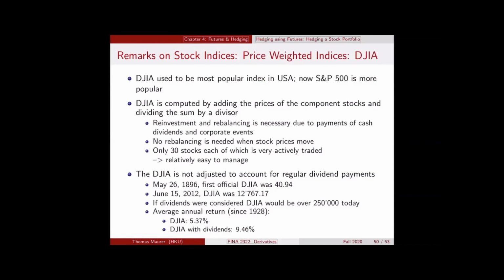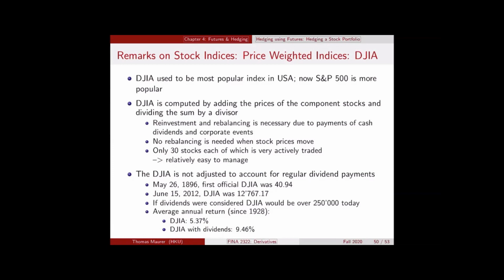Just to talk a little bit more about price versus value versus equally weighted indices. As mentioned before, the Dow Jones Industrial Average is one example of a price-weighted index. The Dow Jones Index used to be the most popular index in the US. Nowadays, I would argue it is the S&P 500. The Dow Jones Industrial Index only consists of 30 very large stocks in the US, which are arguably the most actively traded stocks.